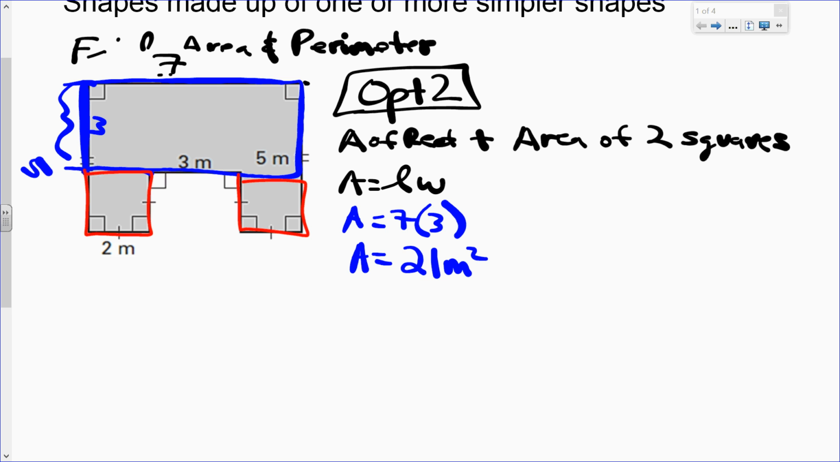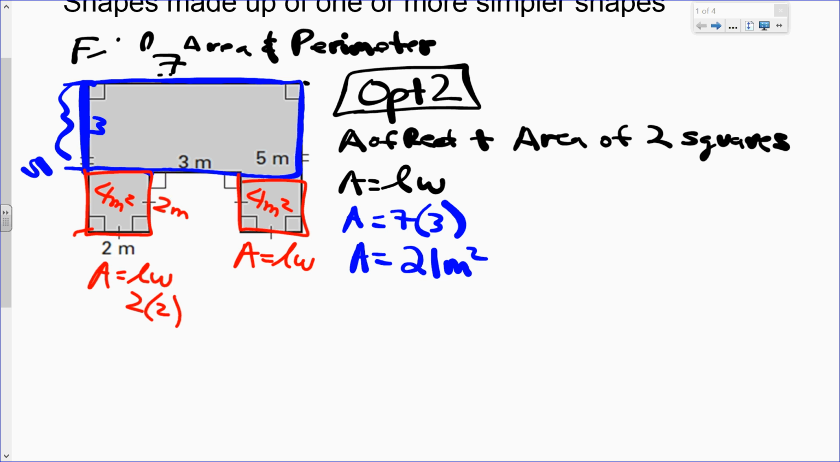Squares are like a rectangle, just length times width. So the area here would be length times width. Here the length is 2 and the width is 2. That's going to be 4 square meters here. This is also going to be 4 square meters here.